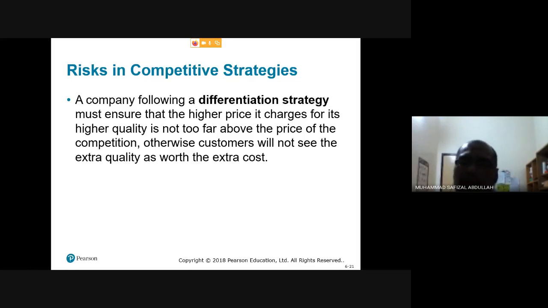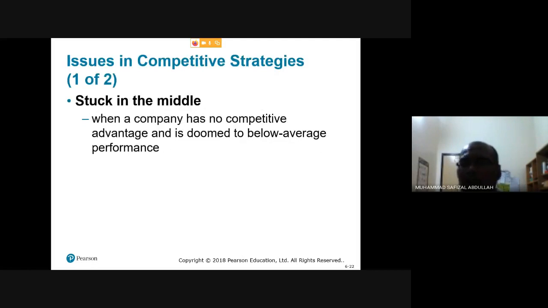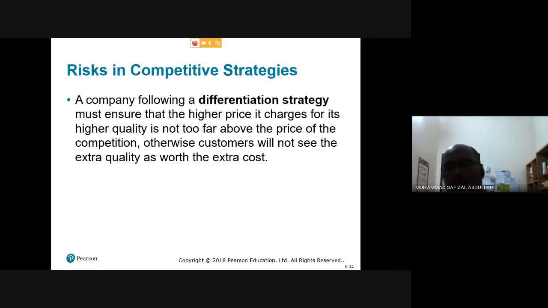It's not worth the extra cost, because with that amount, 10,000, you can buy two Apple phones, or three or four Samsung phones, for example. At the end of the day, they still provide the same functions: to call, to WhatsApp, to message, to browse the internet. Basically, consumers will see that as defeating the purpose. So this is the risk.